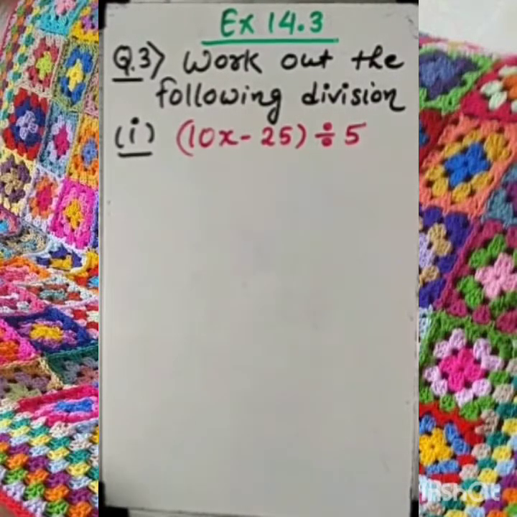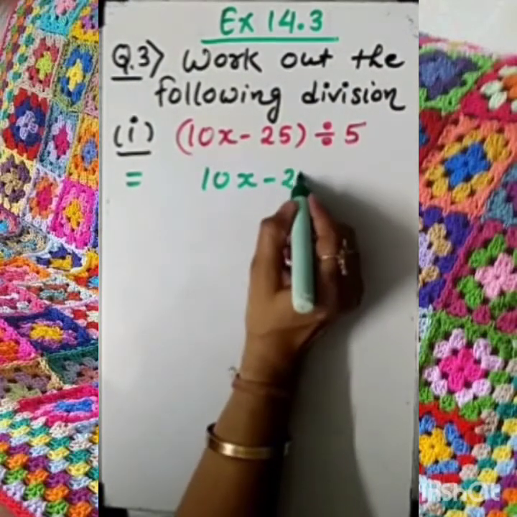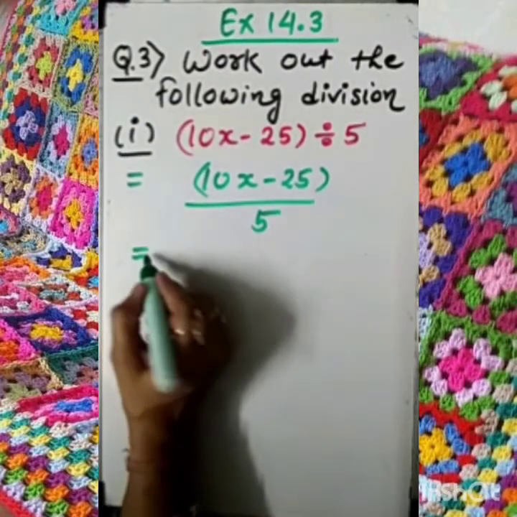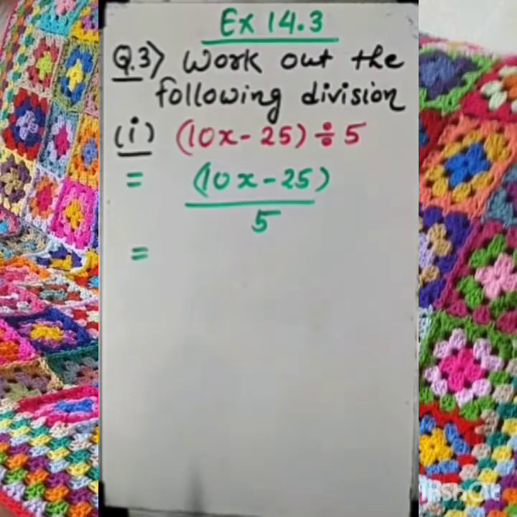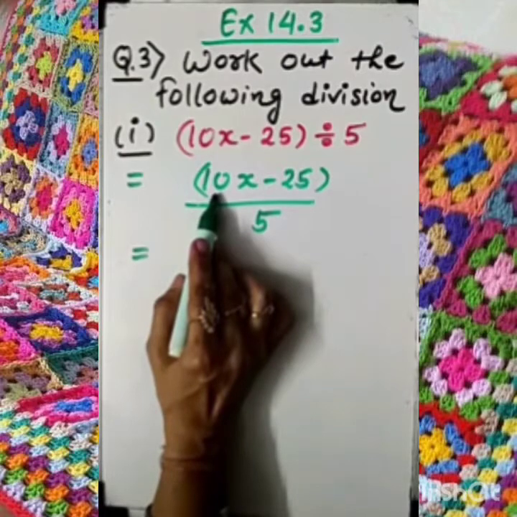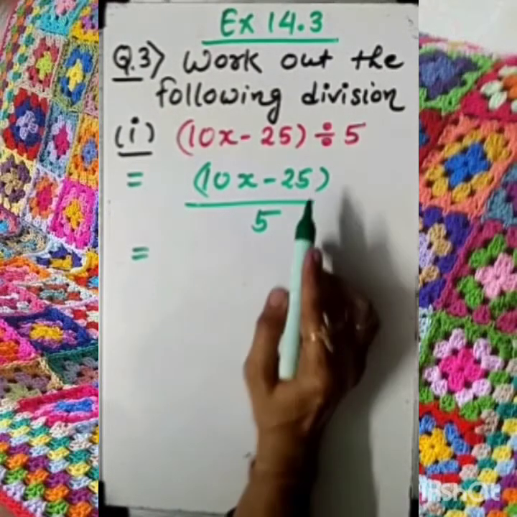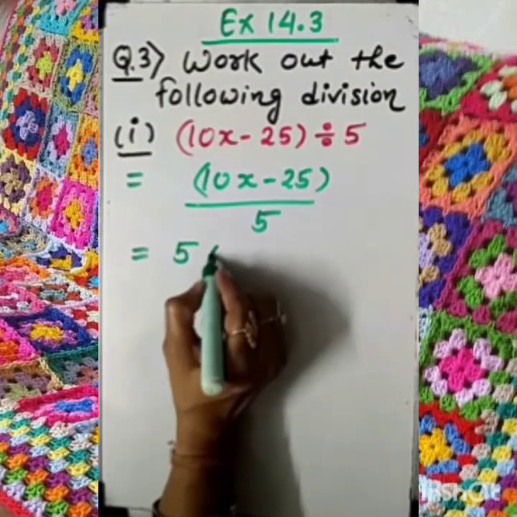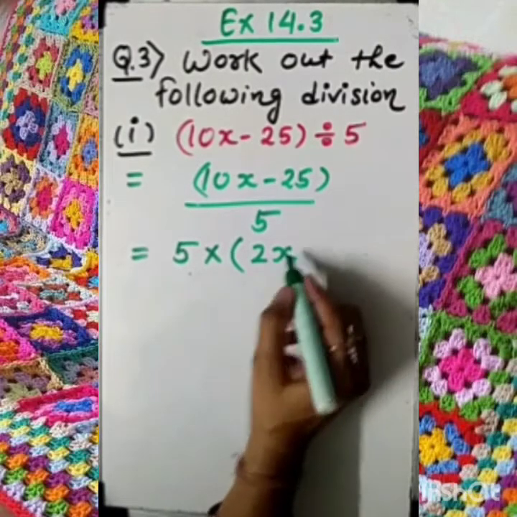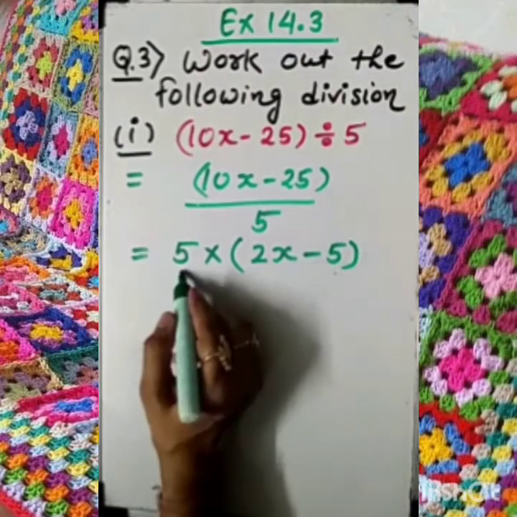Okay, so in that, what we have to do, these are easy questions. 10x minus 25 is the numerator and this 5 will be in the denominator. I can take out something common from both of these terms. You can see the factors of 10 are 2 into 5, and the factors of 25 are 5 into 5. So can I take 5 common? If I take 5 common, inside the bracket 2x will be left, since 5 times 2 is 10, and 5 one time outside, 5 times 5 is 25.